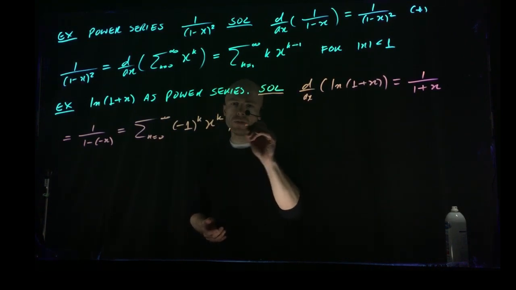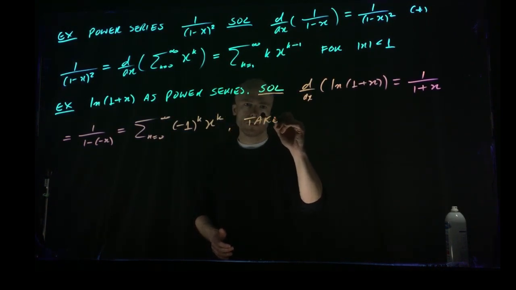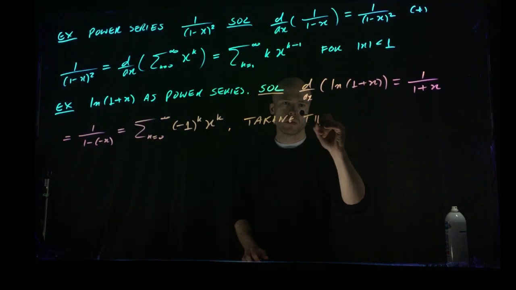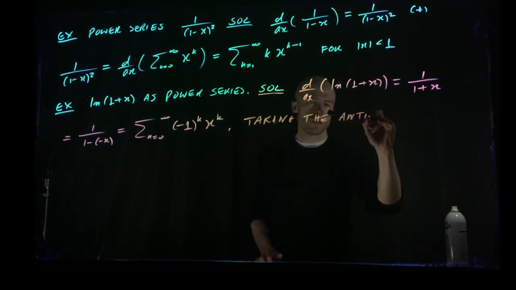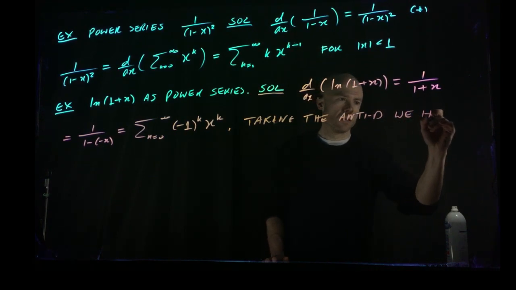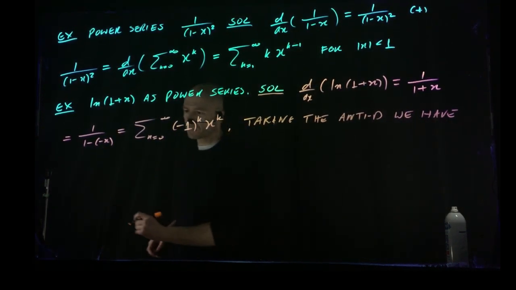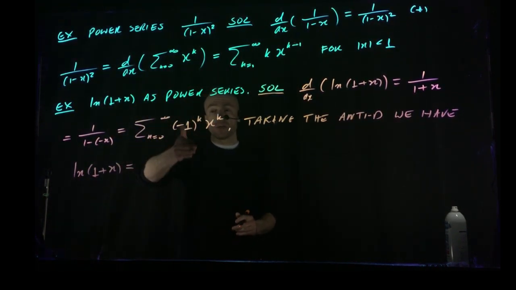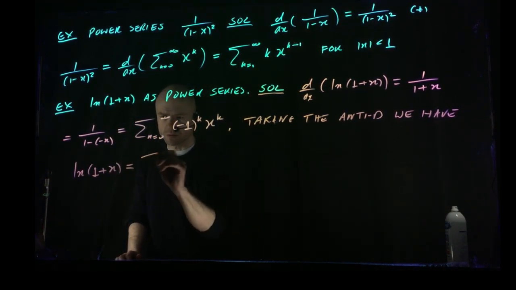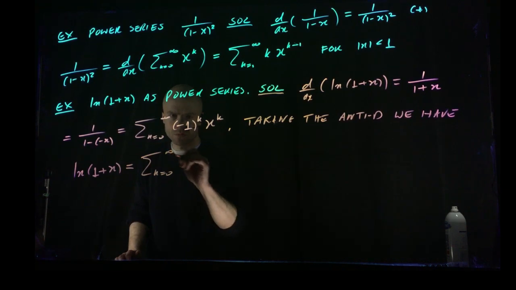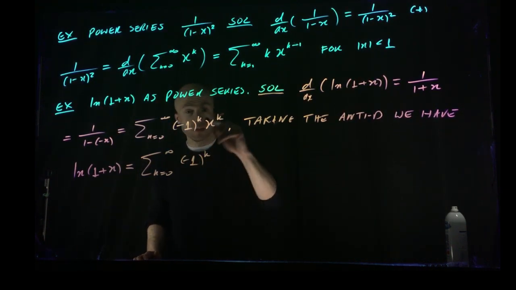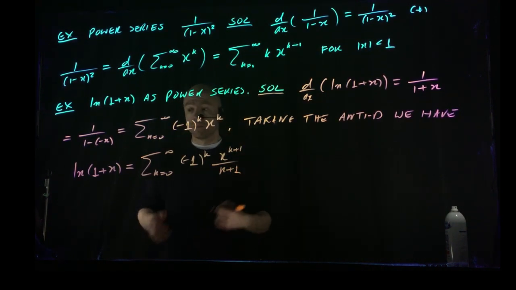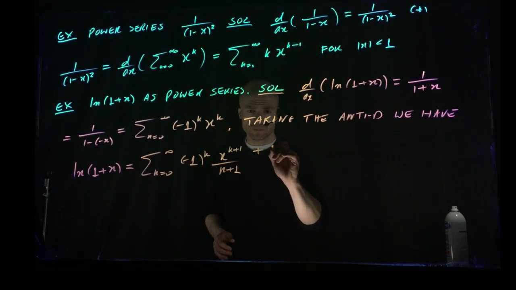So taking the antiderivative, we have the log of 1 plus x, and now we can use the fact that we can integrate this thing term by term. So we're going to do the sum k equals 0 to infinity of minus 1 to the k, and then what is this? This will be x to the k plus 1 over k plus 1, plus the constant of integration, constant c, right?